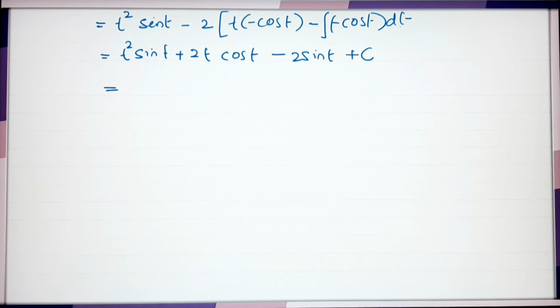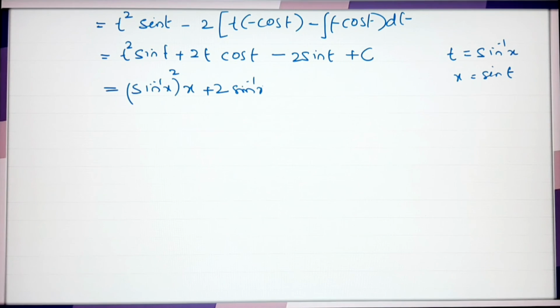At the beginning we have substituted t is equal to sin inverse x and x is equal to sin t. Therefore t square is (sin inverse x) whole square and sin t is x, plus 2 into t is sin inverse x and cos t is, see x is equal to sin t, so cos t is equal to square root of 1 minus x square. So into square root of 1 minus x square minus 2 into sin t is x plus c.